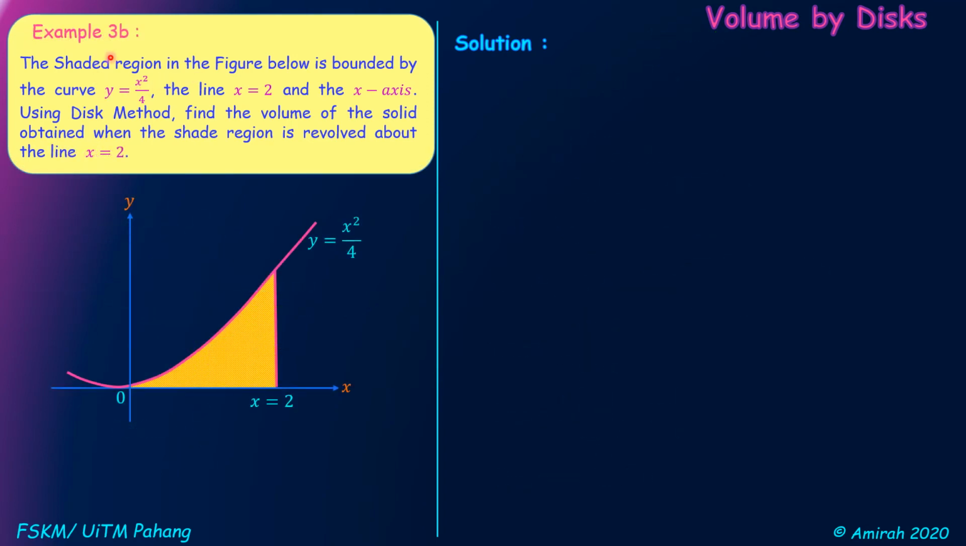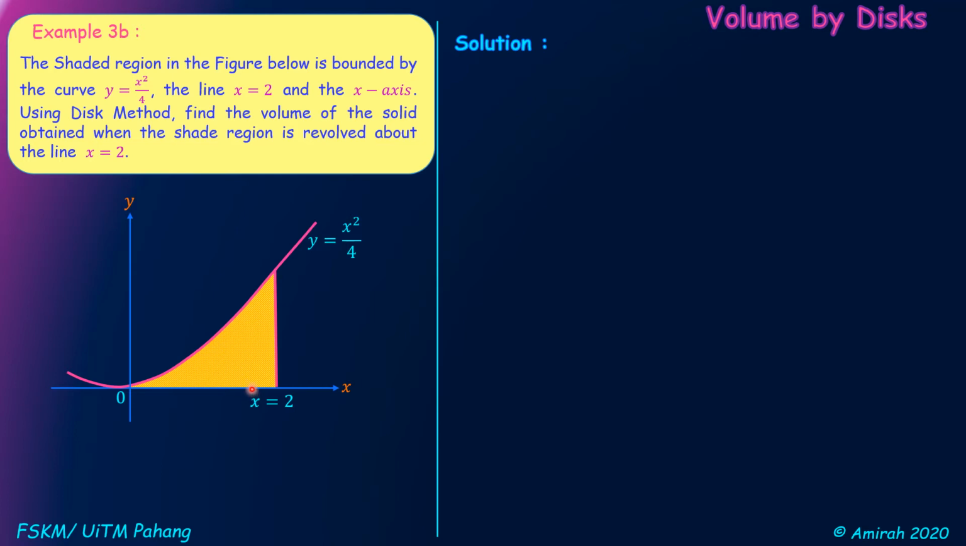Alright, now we look at example 3b. The shaded region in the figure below is bounded by the curve y equals to x squared over 4, the line x equals to 2, and the x-axis. Using this method, find the volume of the solid obtained when the shaded region is revolved about the line x equals to 2. Right? Example 3a and 3b are from the same shaded area, but the axis of rotation is different.